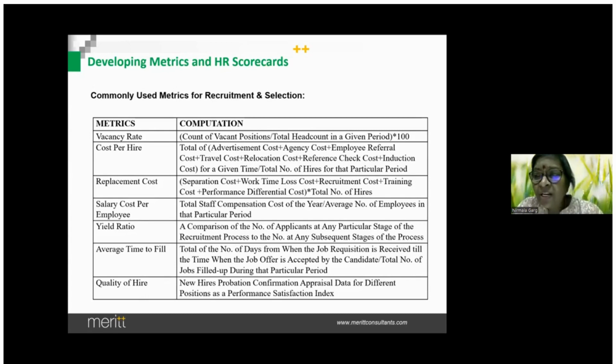What happens if your yield ratio is poor? What does it reflect? What does it indicate? Anybody? What does it indicate, Pankaj? If yield ratio is very low... Pankaj? You are muted. I thought, let me bring him out of the comfort zone. Pankaj, I'm asking you a question. If yield ratio in your organization in the recruitment process is very poor, 1,000 resumes, only 5 people getting selected, what does that show?